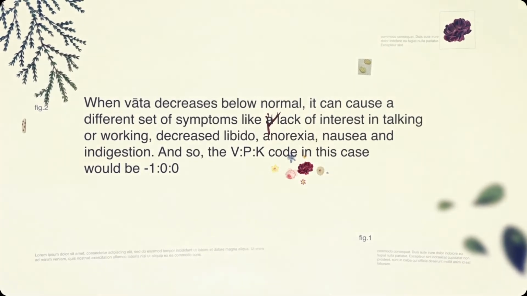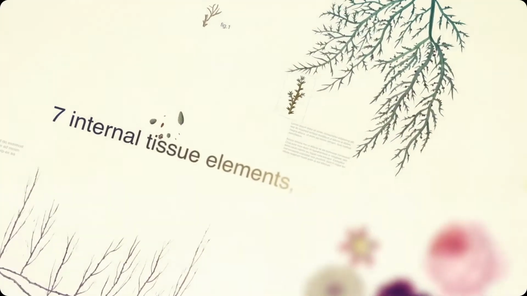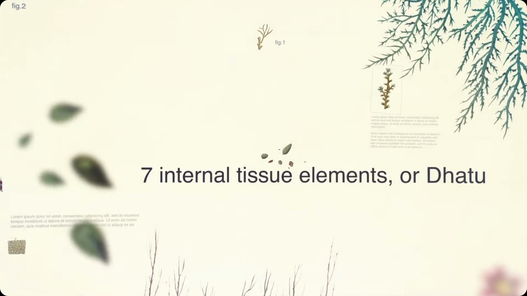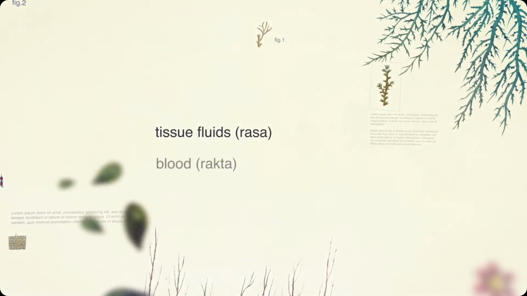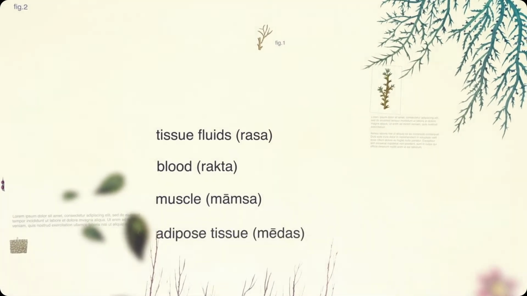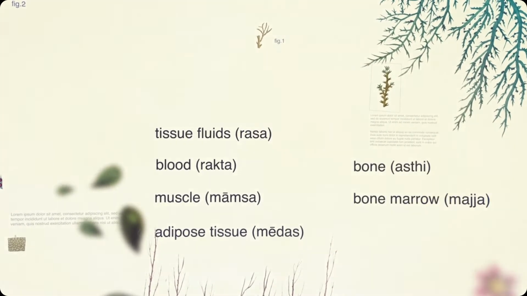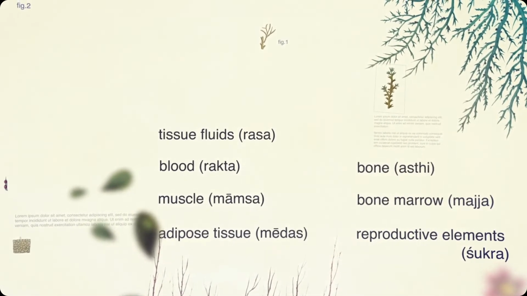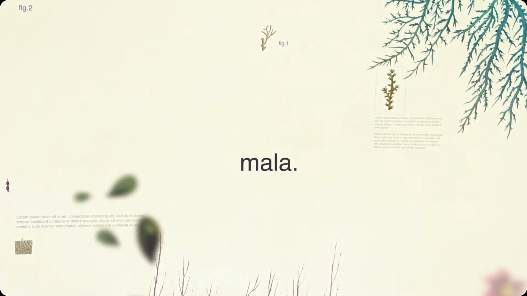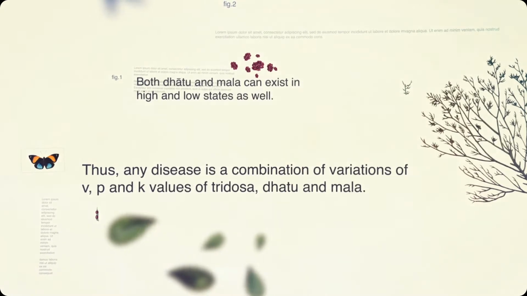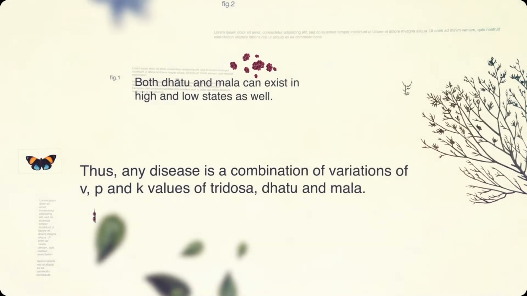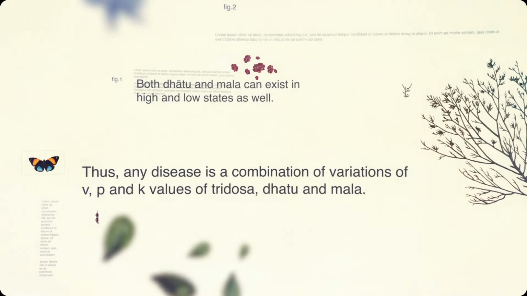Just as the Panchabhuta influence the state of the body, 7 internal tissue elements or Dhatu too play a significant role. These are the tissue fluids, blood, muscle, adipose tissue, bone, bone marrow, and reproductive elements, and their respective waste products, also called Mala. Both Dhatu and Mala can exist in high and low states as well. Thus, any disease is a combination of variations of V, P, and K values of Tridosha, Dhatu, and Mala.